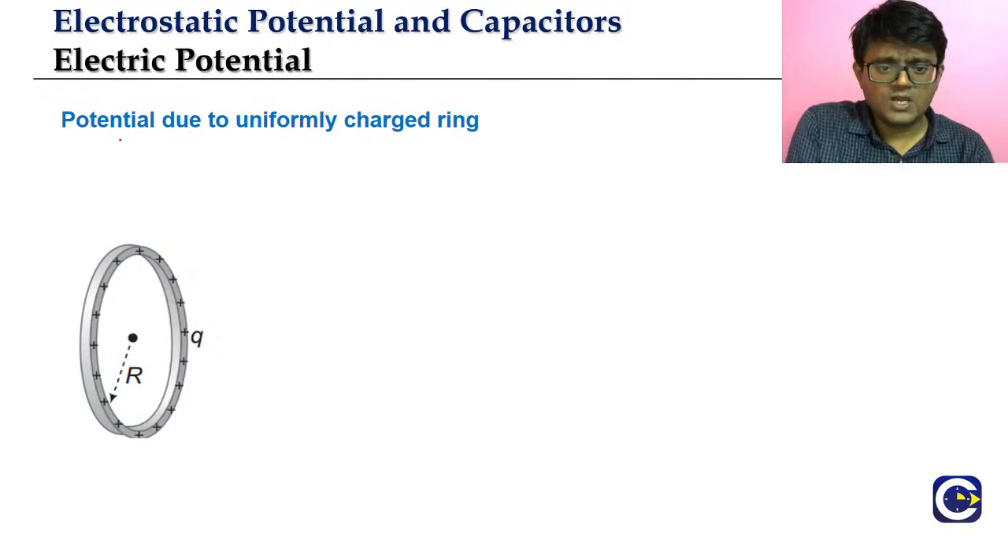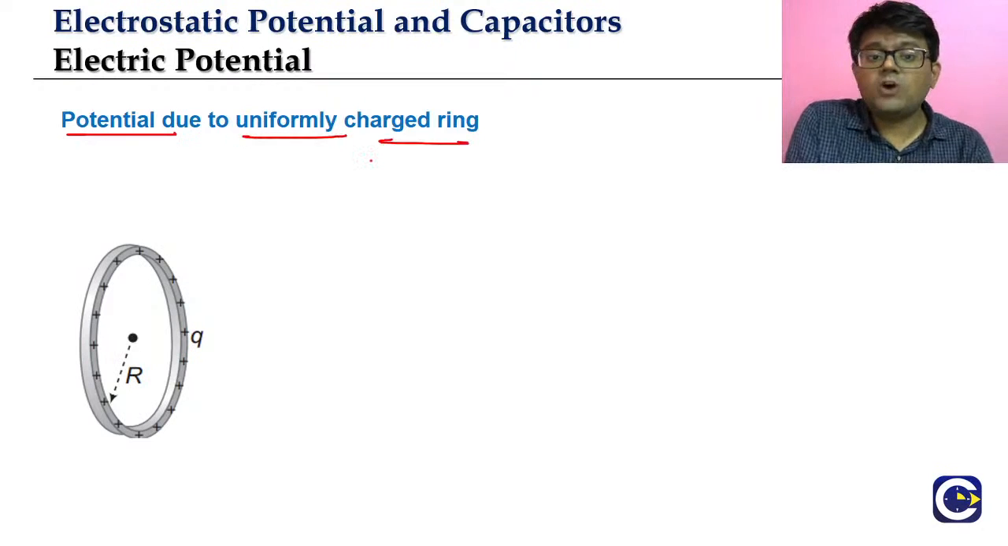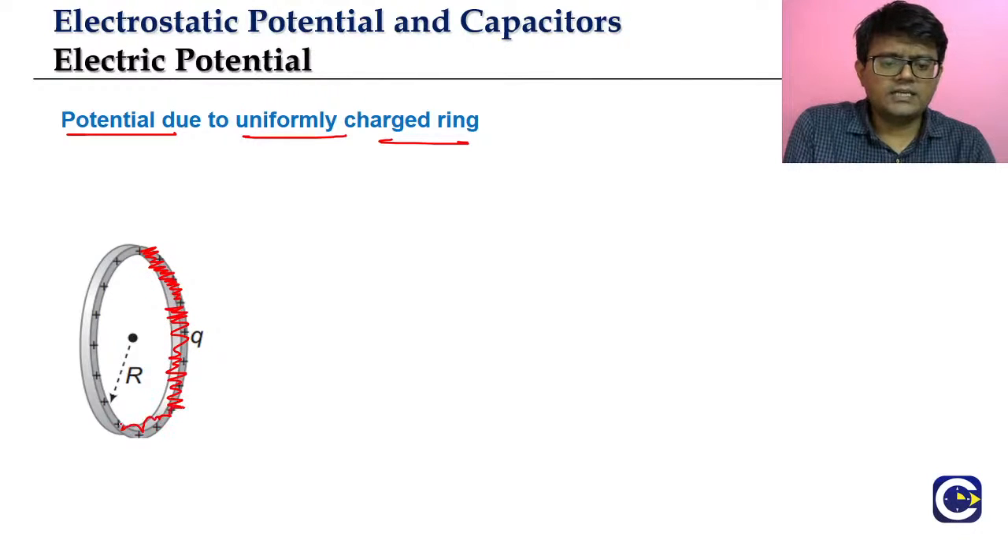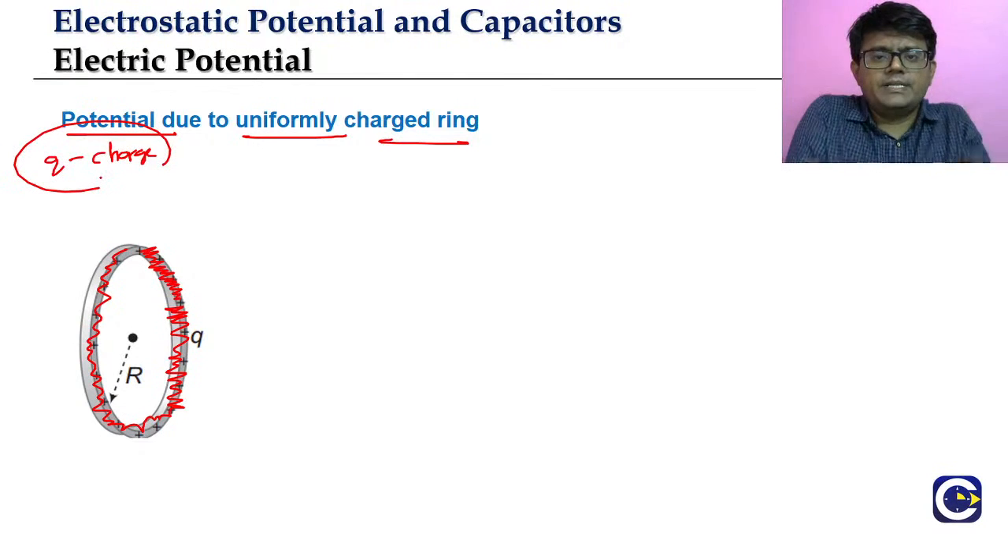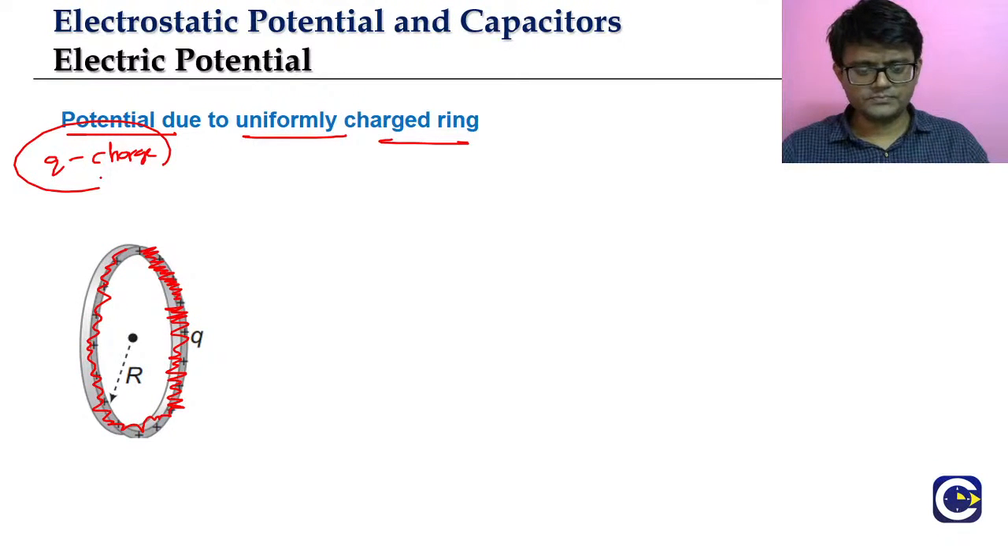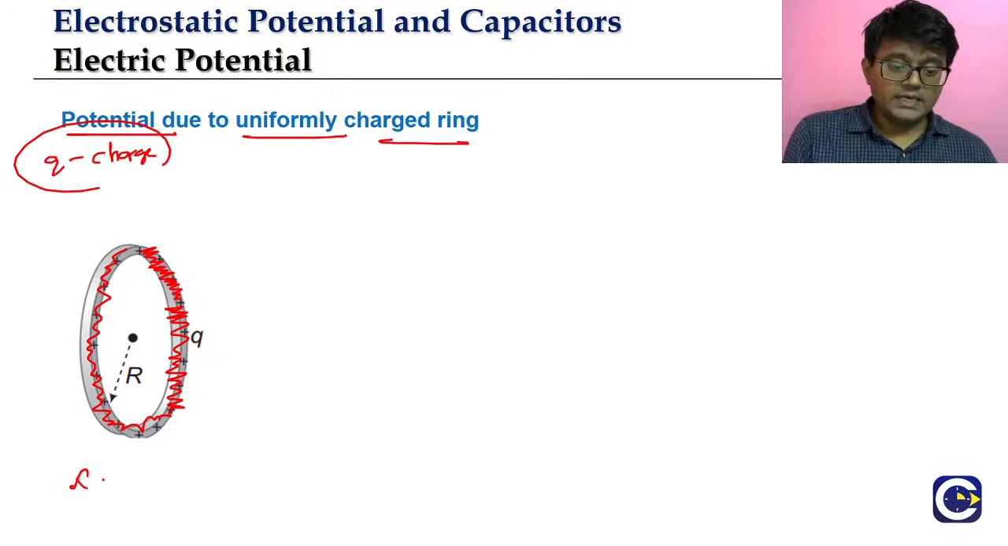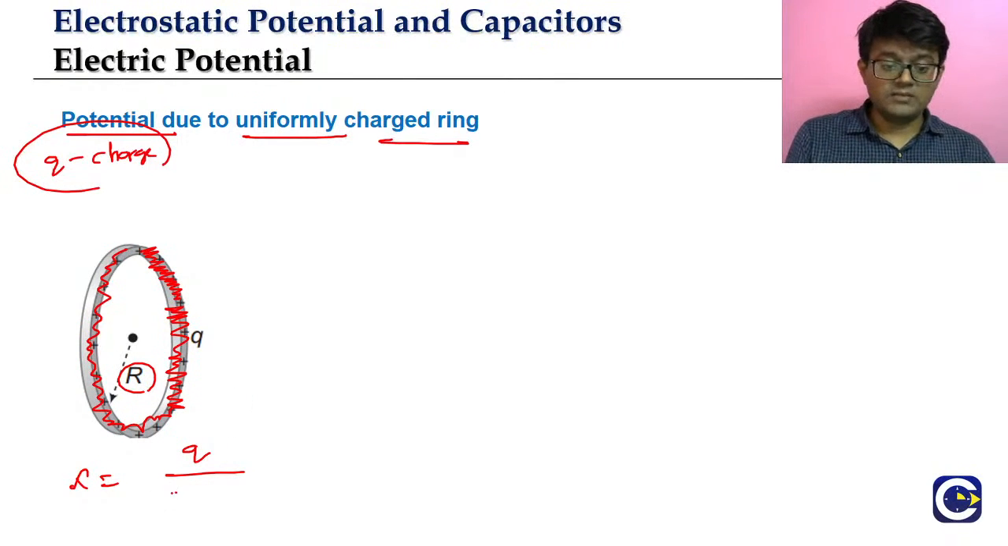These are other important results. Potential due to a uniformly charged ring. We'll consider that the charge is only on the circumference, that is, on the perimeter. So we are giving a charge q to the ring, which is uniformly distributed on the perimeter. What will be the linear charge density? Charge q divided by perimeter. If you take capital R as the radius of the ring, what will be the perimeter? 2 pi R. This is the linear charge density.